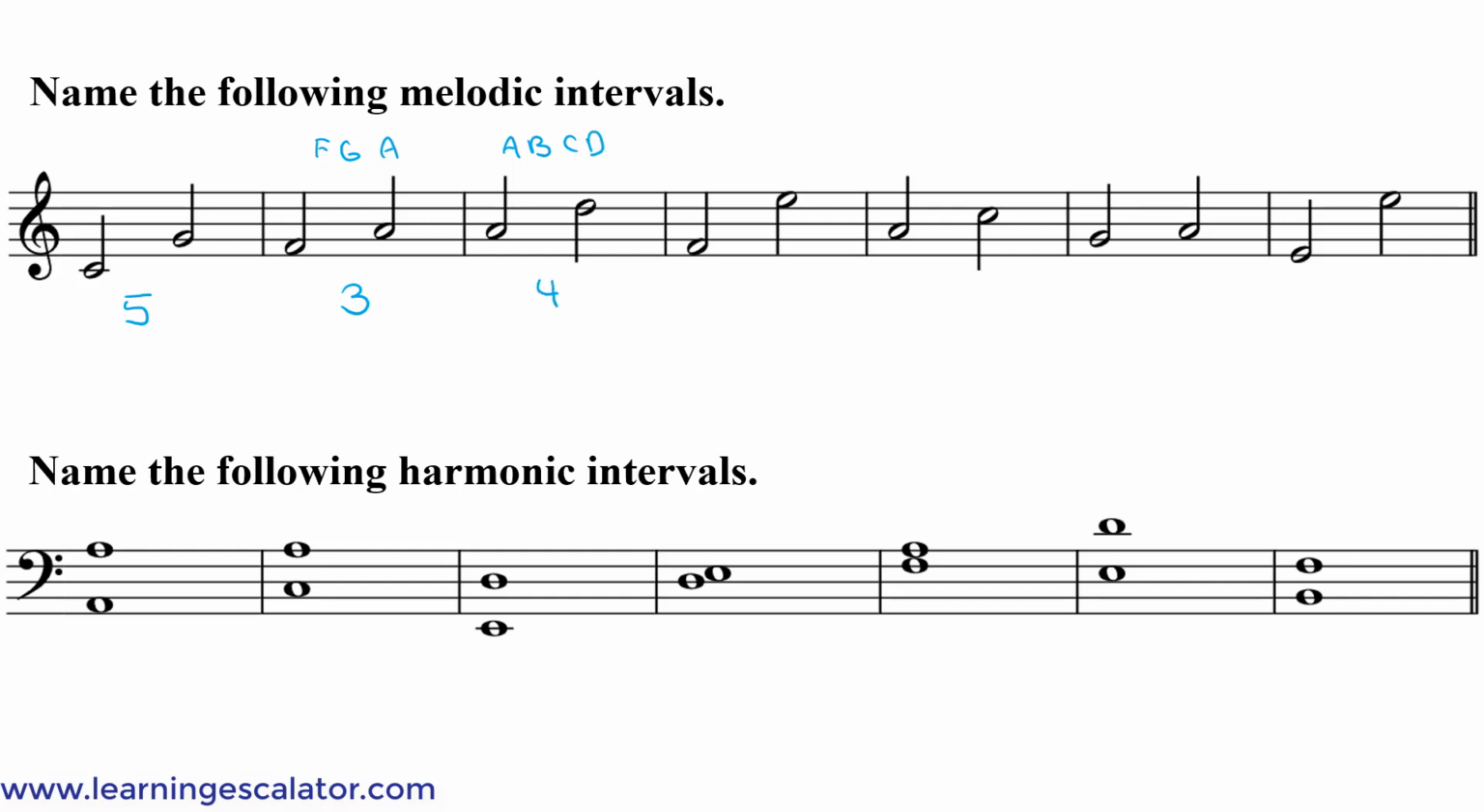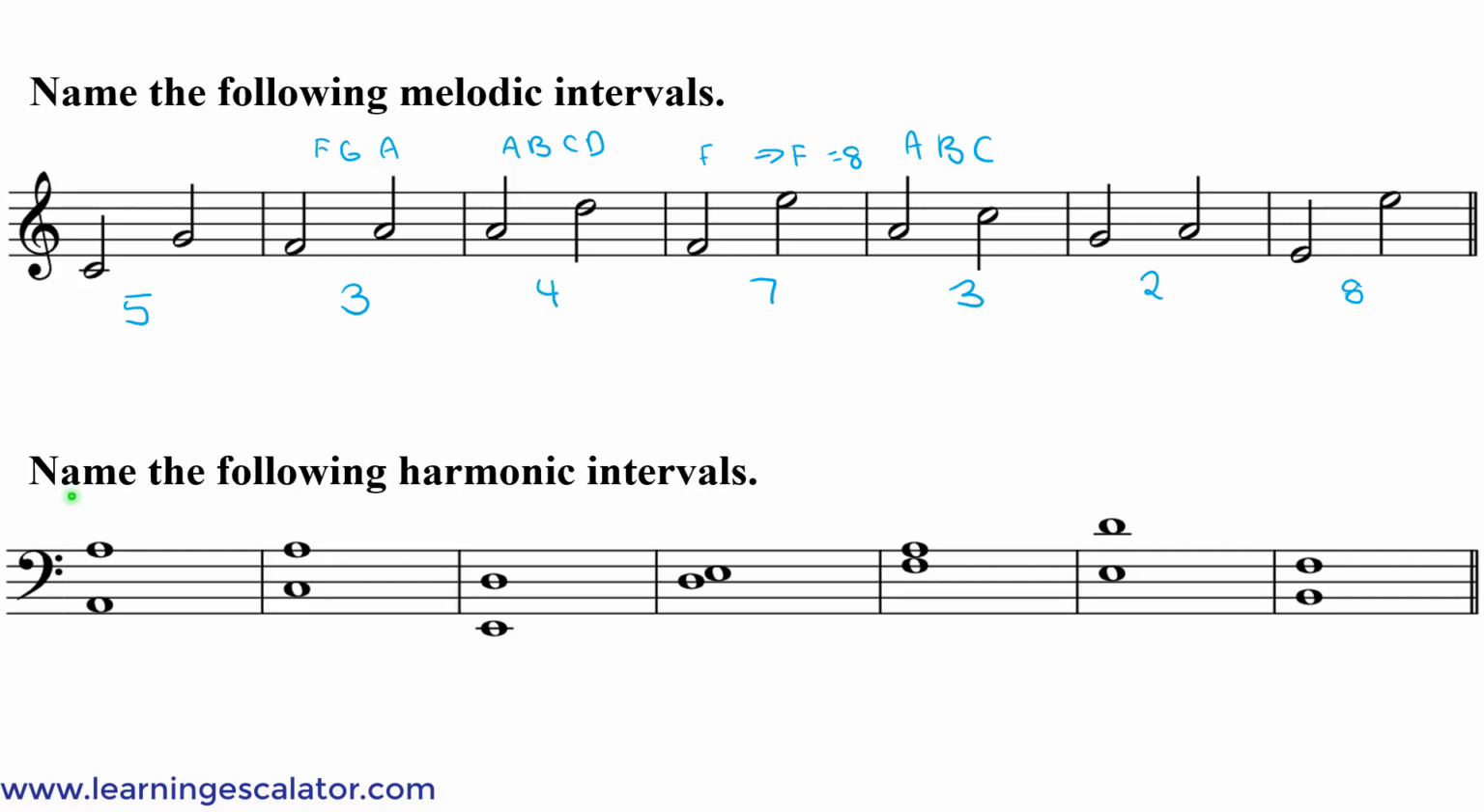And then it's F to E, so F to F would be 8 because it's an octave, and E is 1 below F, so it's 8 minus 1, which is 7. The next one is A to C, so A, B, C, that's 3. And then G to A, that's 2, G and A. And then it's E to E, so it's 8.